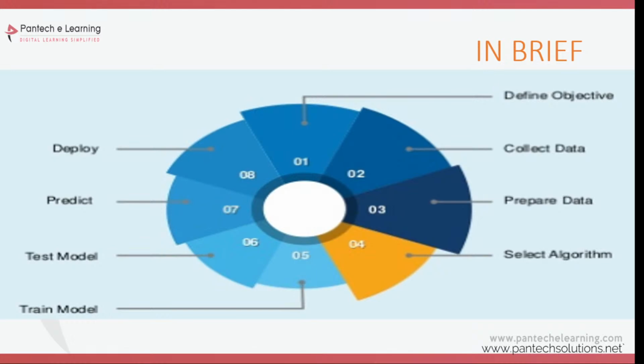But in a simple way, we can tell that we mainly have 5 main steps in the process of machine learning. First one, data collection. Second one, data pre-processing. Third one, data visualization. Fourth one, data splitting. And finally, the fifth one, that is apply the algorithm.